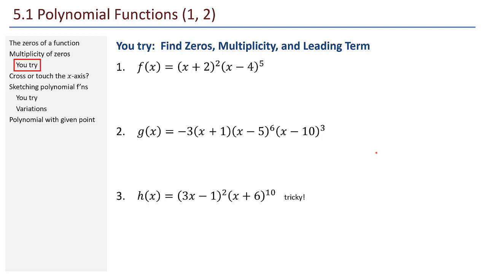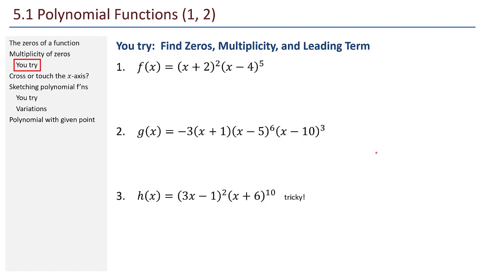All right, so I'm going to pause here for a little bit. You try. Here are 3 problems. Find the zeros, find the multiplicities of the zeros, and find the leading term for each function. Pause the video now, try your best, and then start up again to check your work.